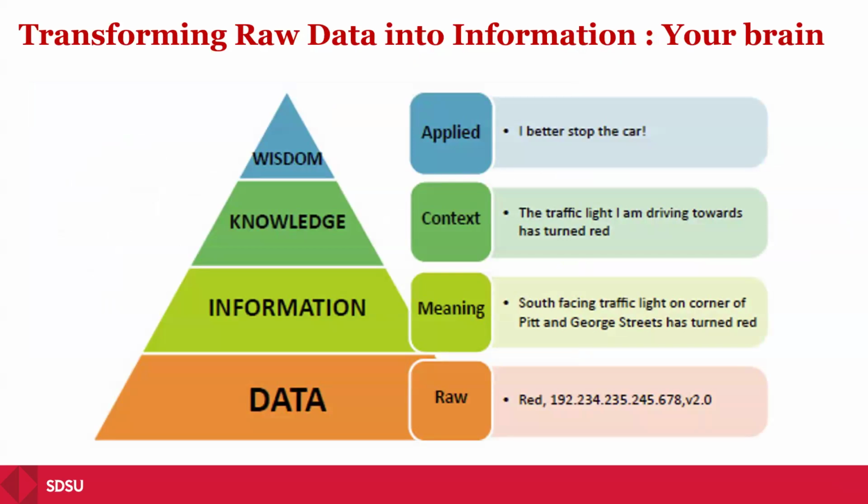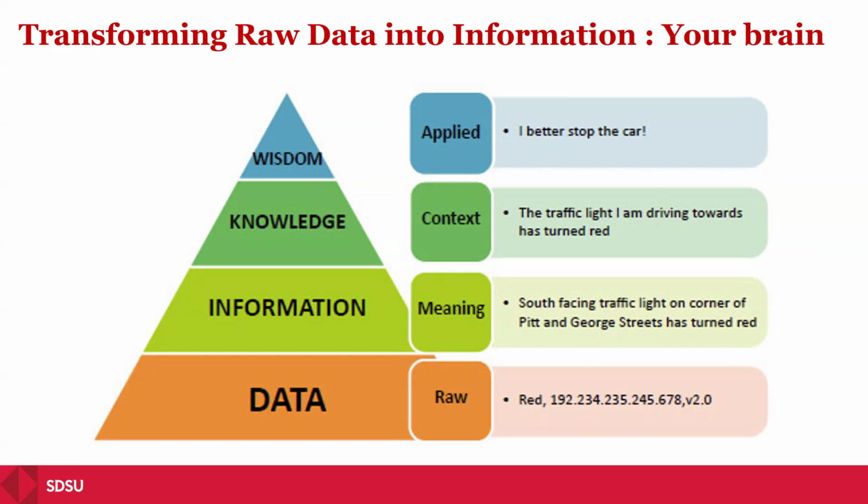Now let's look at how our brain transforms raw data into information. We start from raw data, and raw data would be on the very bottom. So that would be red, and then some geocoordinates, right? And V02 is probably a version number of something, right? Based on common sense, we have geospatial coordinates, we have red, and we have a version. What does it mean? Raw data is data without meaning.